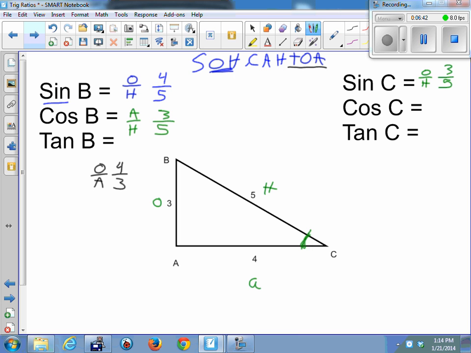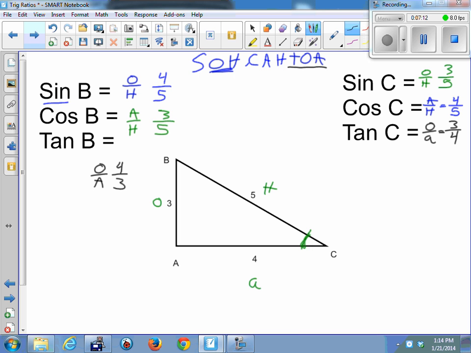Now we have cosine of C. Cosine, you guys need practice, is adjacent over hypotenuse. According to angle C, the adjacent is 4 and the hypotenuse is 5. And then tangent of C is opposite over adjacent. The opposite is 3. The adjacent is 4. And those are my trig ratios.